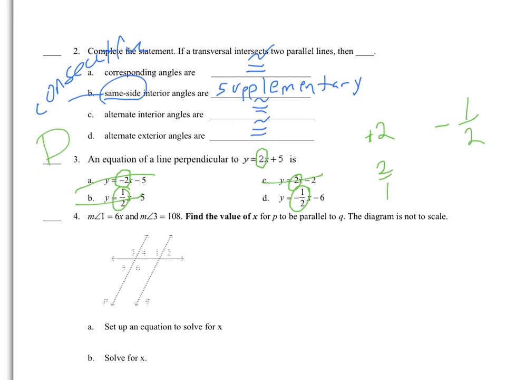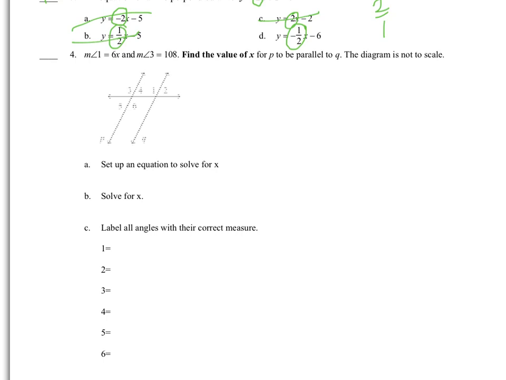Number 4, they give us the measure of angle 1, I'm sorry, I'll do it in green here. Angle 1 is right here, and it is 6x. Angle 3 is 108 degrees. That angle is right here. Find the value of x for P to be parallel to Q.